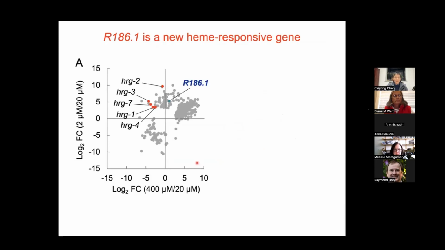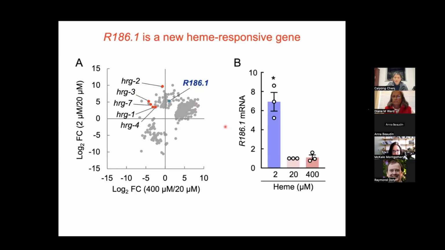In this experiment, we found many previously known heme-responsive genes, including HRG1, HRG2, HRG3, HRG4, and HRG7. These genes were all upregulated when the worms were grown at a low concentration of heme, 2 micromolar here. In addition to these genes, we found one previously uncharacterized gene, R186.1, that is also highly upregulated when the worms are grown at a low concentration of heme. This regulation was further confirmed by real-time PCR.